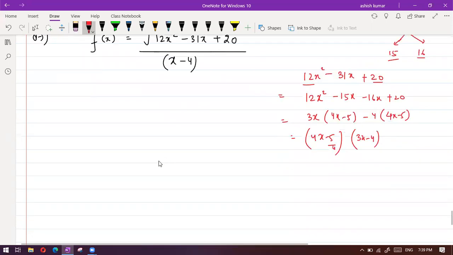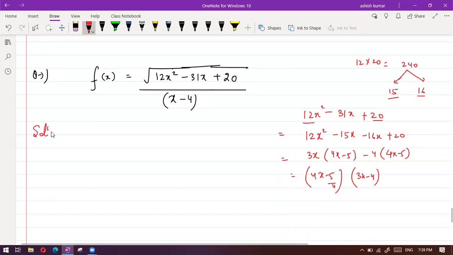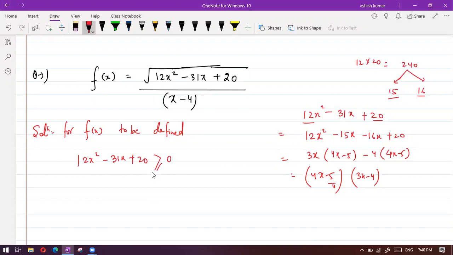Coming back to the question, the first thing is the solution. For f(x) to be defined, anyhow this session is getting over, this quadratic expression must be greater than or equal to 0, right? Can we say that 12x square minus 31x plus 20 must be greater than or equal to 0? Sir, I got the domain. It is minus infinity to 5 by 4 union 4 by 3 to infinity, minus 4.